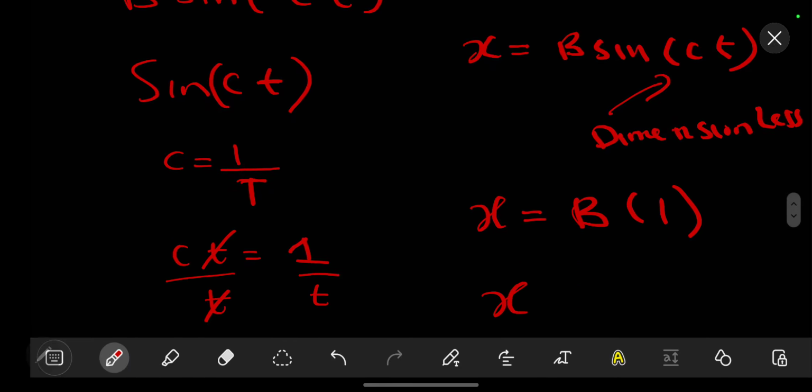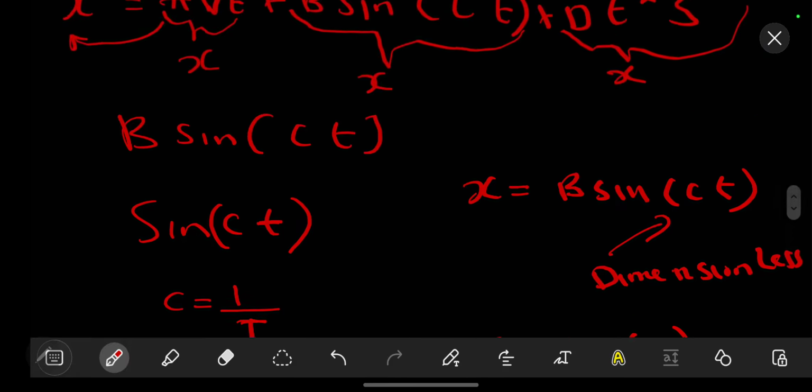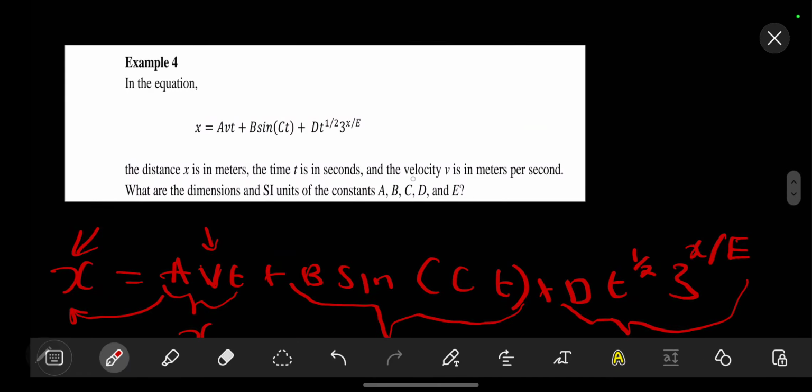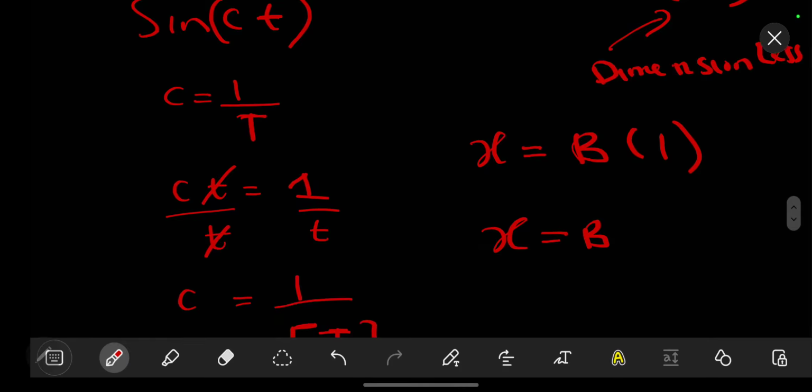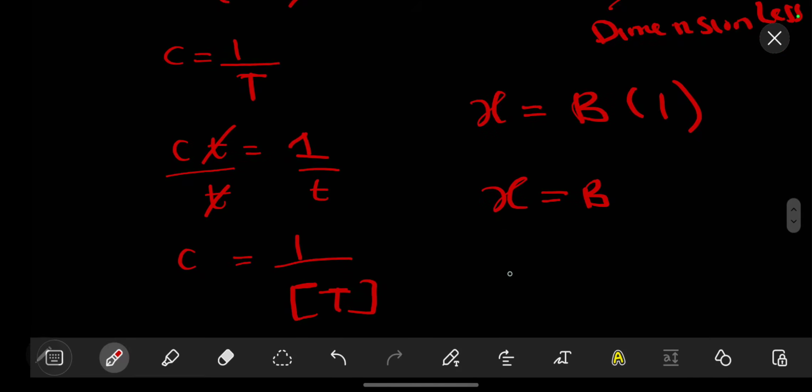So this means that x is equal to b, and according to what we are provided, x is in meters, meaning distance is in meters. The dimension for distance will assume the letter L for length.